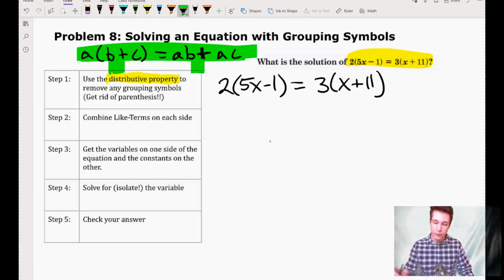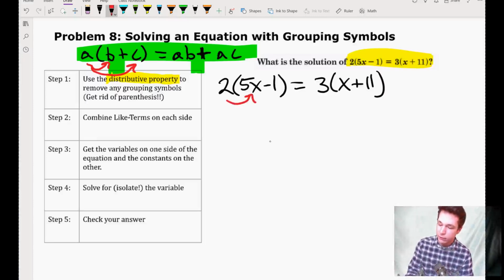So that's exactly what we're going to use the distributive property for. Remember that the distributive property lets me multiply the insides and get rid of those parentheses. Let's do that on the left first. I know that I have to take this coefficient outside, this number 2, and multiply it by everything inside and add up all those terms.